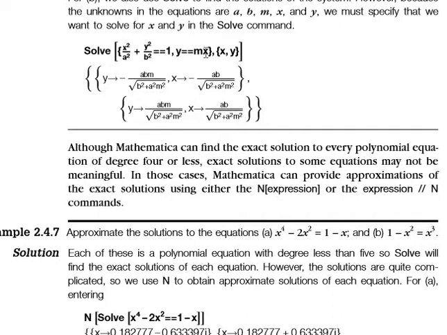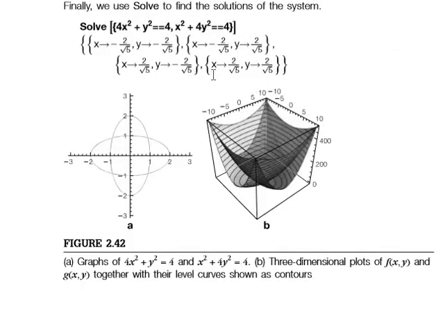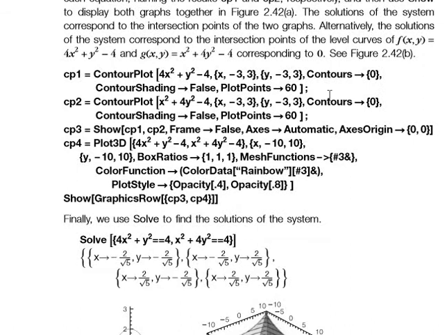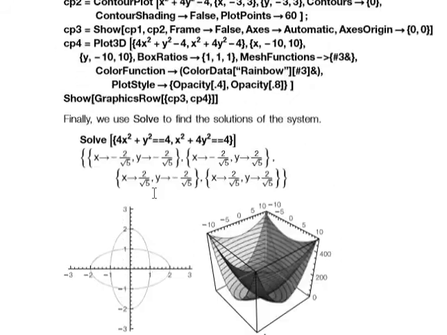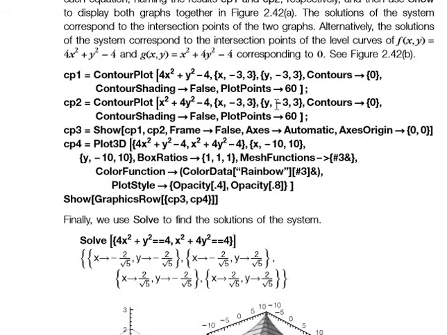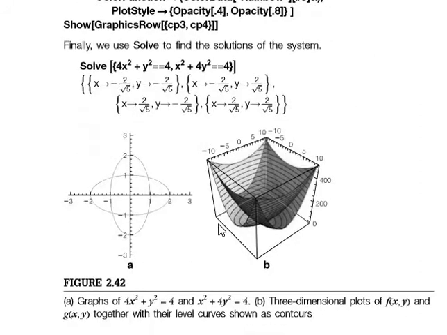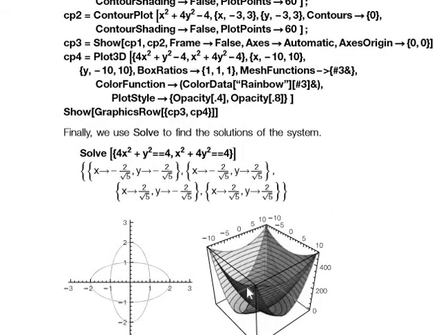This is the answer of the problem, and this one is the graphic way for the system of equations. Here we put some extra things like contour shading and everything. That means we use here a contour, and the next one is the color one. We select a few colors here, and you can change the plot style, color, as you want.